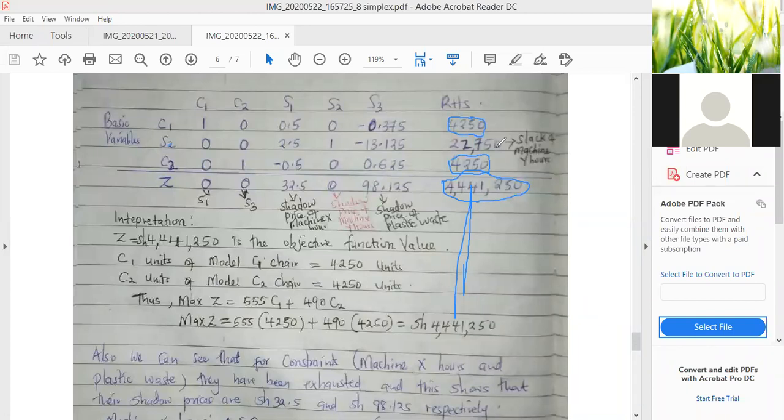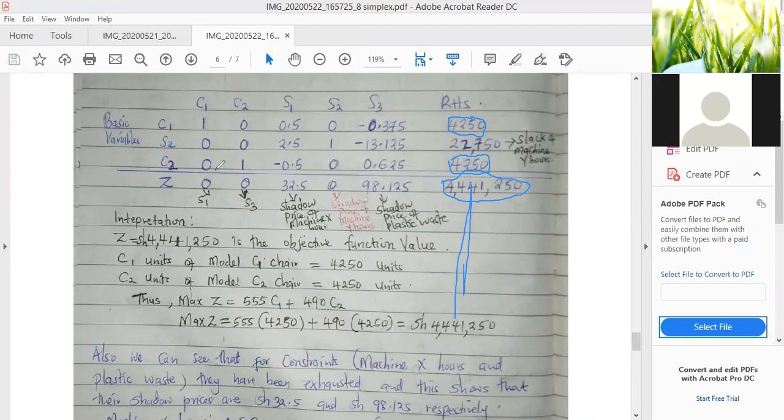And we said for a resource that is not exhausted, the slack variable is not zero, sorry for that, and the shadow price itself is 0. I repeat, for a resource that is not exhausted, a slack variable will have a value, but the shadow price will be equivalent to 0. So the shadow price for machine Y hours is actually equivalent to 0 here, which you're able to read comfortably from your last table using the simplex method.